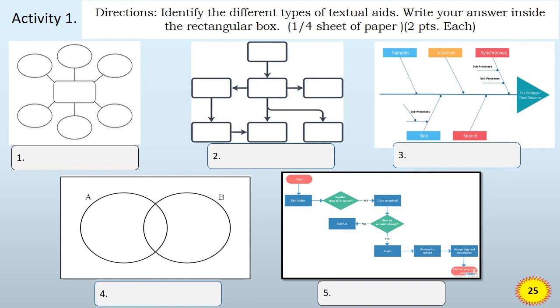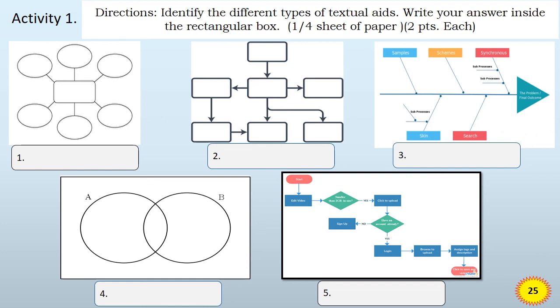Okay, time is up. Let's check your answers. For number one, what does the illustration show us? Yes, it's correct. The illustration tells us that it is a graphic organizer. Good job. Number two, the illustration tells us that it is a... Yes, that's right. It is a concept map.